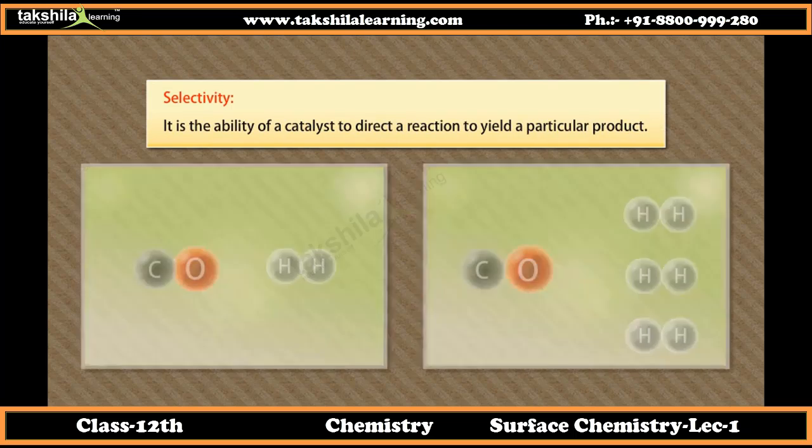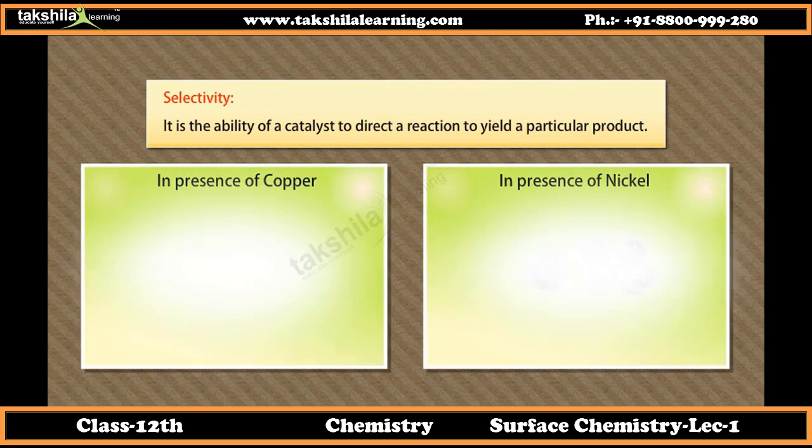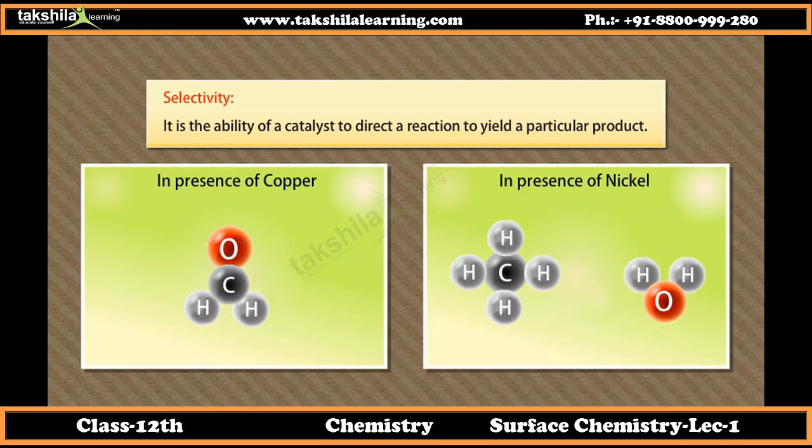Selectivity. It is the ability of a catalyst to direct a reaction to yield a particular product. For example, carbon monoxide and hydrogen react to give different products in presence of different catalysts.